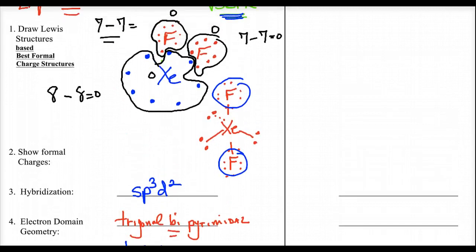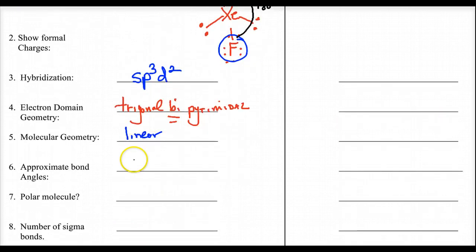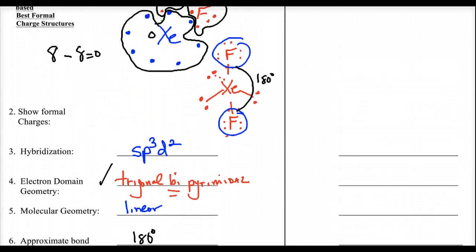Approximate bond angles for this. Well, bond angles are between the atoms. So this is linear, and linear is always going to be 180 degrees. So 180. You wouldn't give me the bond angles for the lone pairs. The lone pairs help the shape stay the way it is in this family, but where the atoms are, we'll call that 180.